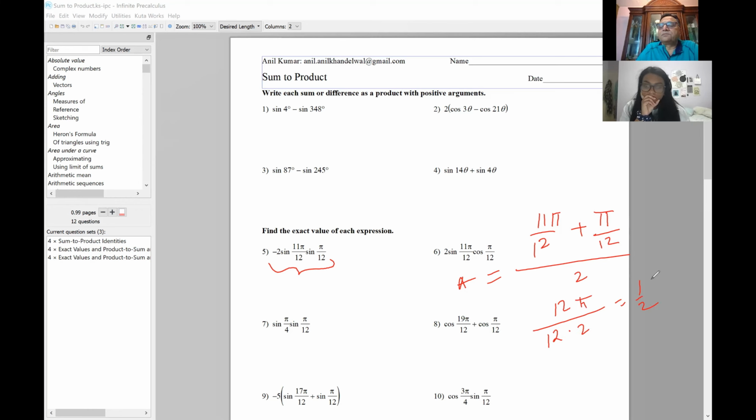Is that clear? Both are sine, so you could do it like this. Both are different angles, correct? So you have to use sum and difference formulas. So that becomes another very important question for you to do.